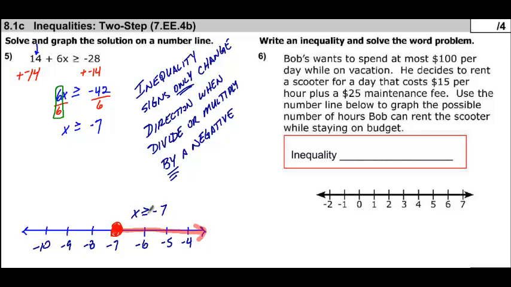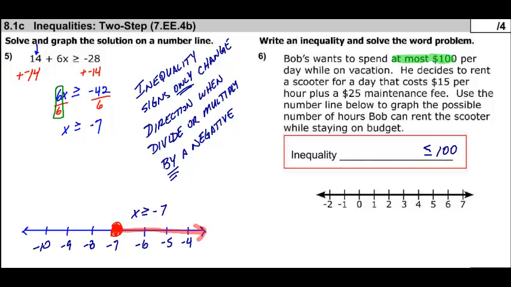The second problem that we're faced with is an inequality word problem. So let's break this down. Bob, and that shouldn't be a Bob's, it should be Bob. Bob wants to spend at most $100. That means the most Bob will spend is $100, which means his spending will be less than or equal to $100. He's not willing to spend more than that.